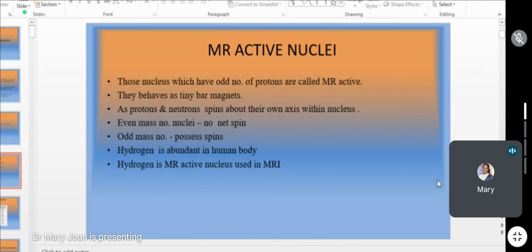So the MR active nuclei, those nuclei which have an odd number of protons, are called MR active nuclei. They behave as tiny bar magnets as protons and neutrons spin about their own axis within the nucleus. In even mass number nuclei, there is no net spin. That is why they are not MR active nuclei. They cancel each other out, as we know. And odd mass number nuclei possess a net magnetic spin, and hydrogen is abundant in the human body. Hydrogen is the MR active nucleus used in MRI.